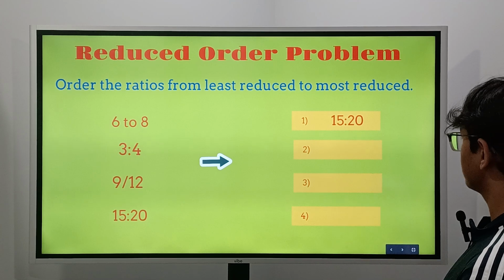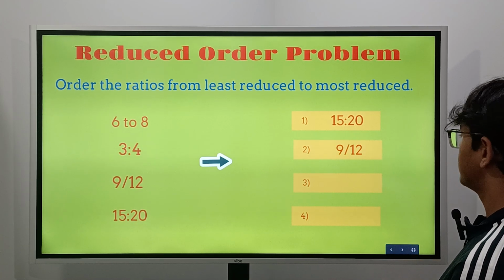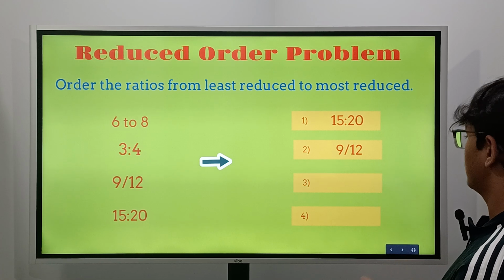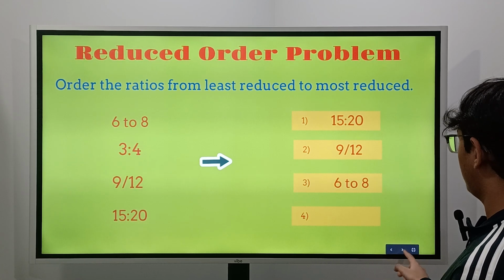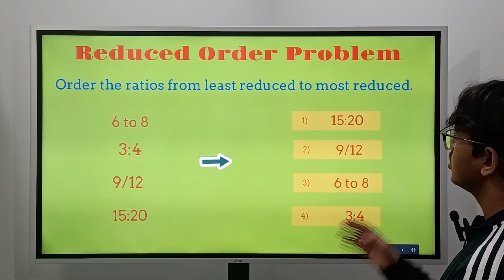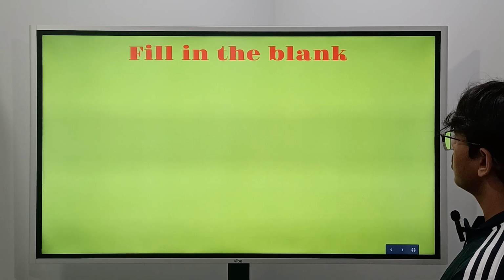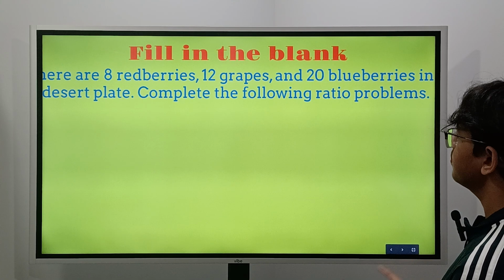And let's just look at our answers. So 15 to 20 is the first one, as it's the least reduced. The second one is 9 by 12. The third one is 6 to 8. And the fourth one is 3 to 4. So that's how to do this reduced order problem. And now we're going to be doing the fill in the blanks.